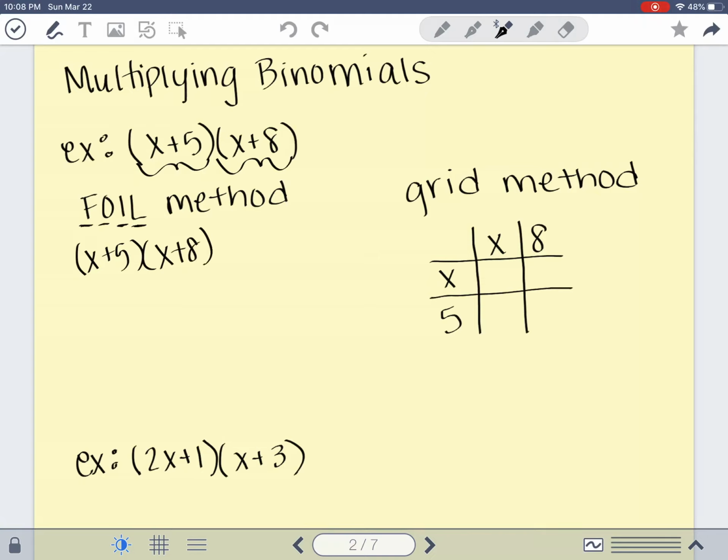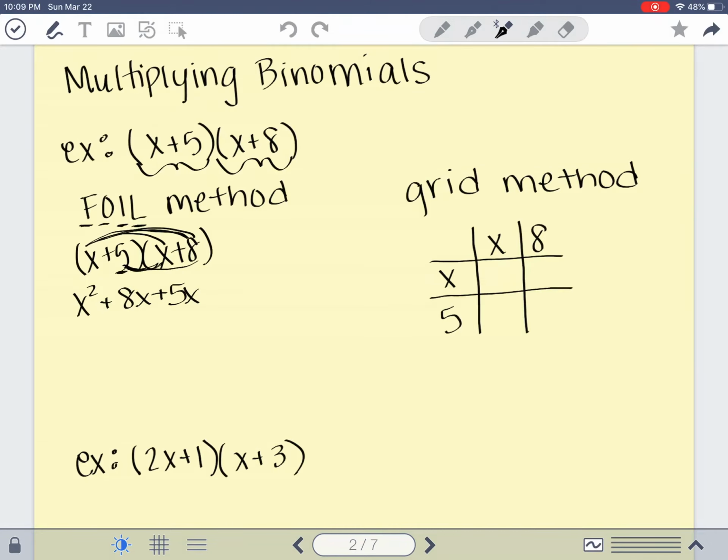So I'm going to rewrite this here. I've got my first, x times x, I get x squared. My outer two here, so x times 8, so plus 8x. Next, I've got my inner two right here, so 5 times x, so I get 5x.